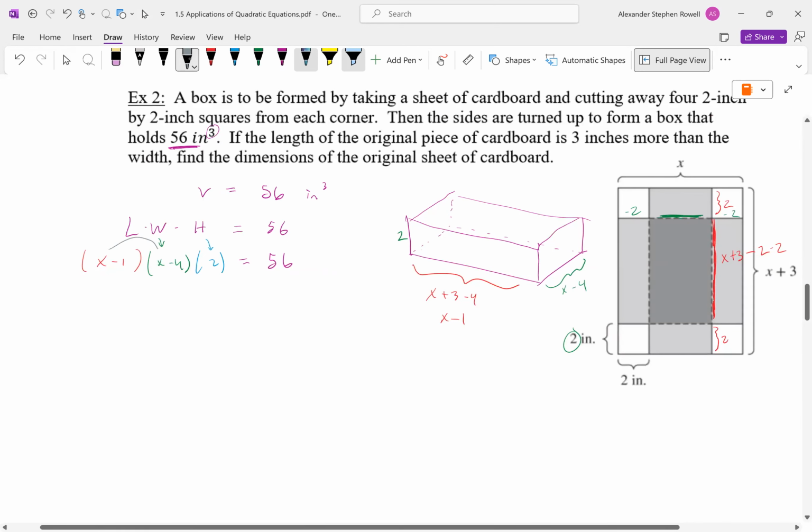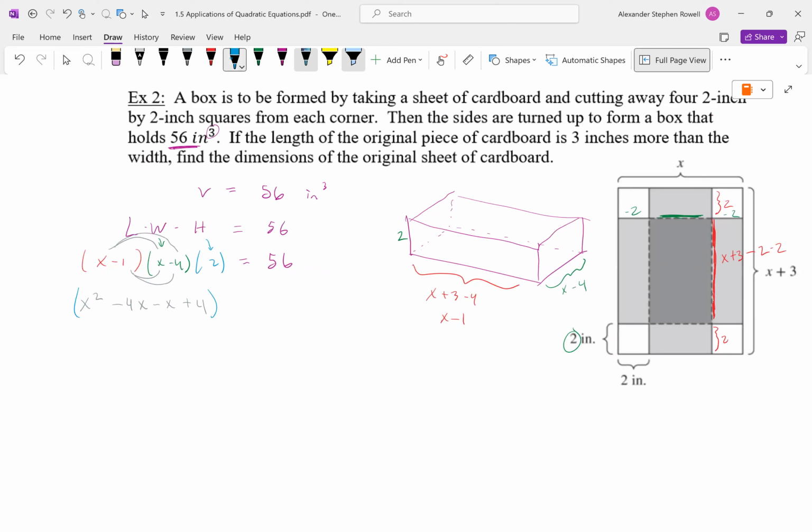What's x times x? X squared. What's x times negative 4? Negative 4x. Negative 1 times x, negative x. Negative 1 times negative 4, positive 4. And then we need to multiply the whole thing by 2 at the end. So x squared minus 5x plus 4. If we distribute the 2, we get 2x squared minus 10x plus 8.